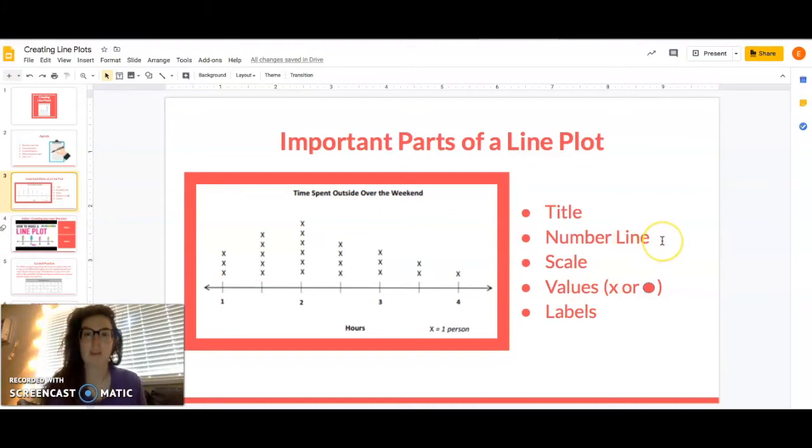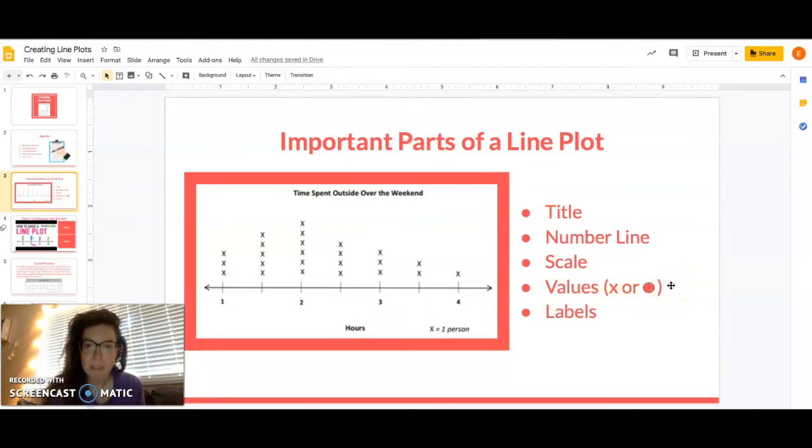The next important part of the line plot is the number line, right? We can't have a line plot without a number line. The scale that goes with the number line. So the scale is these numbers down at the bottom that tell us the different options for the amount of hours spent outside.